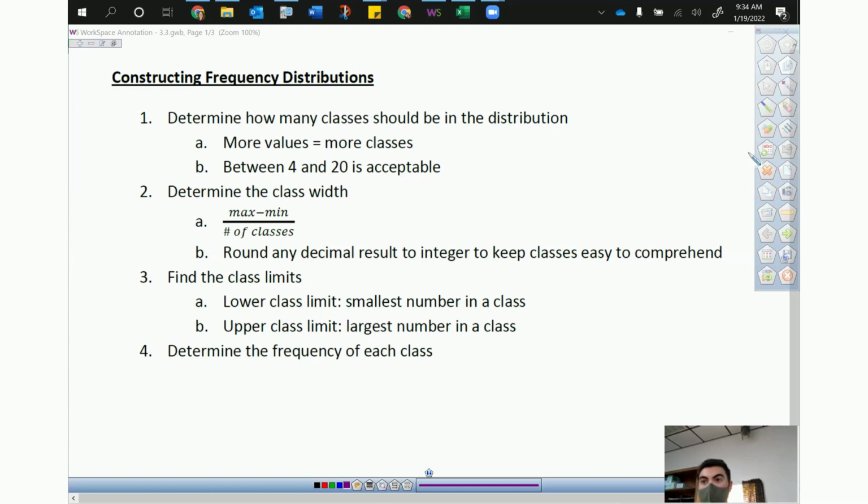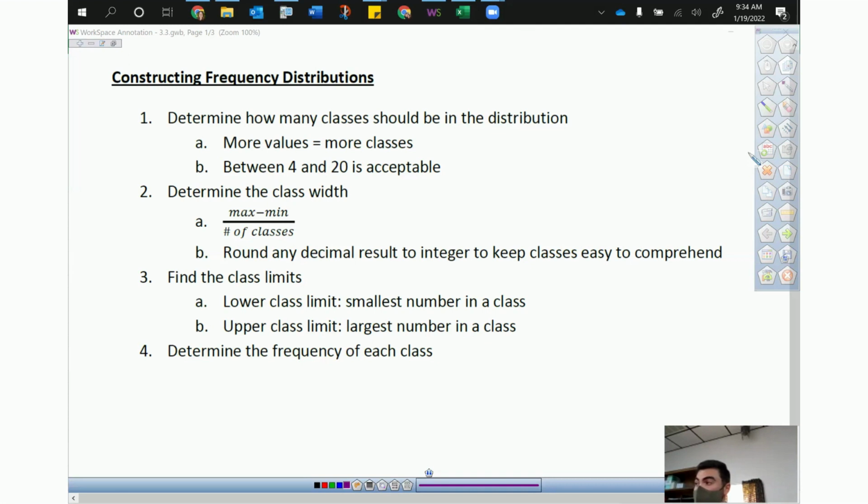After you do that, you're going to find the class limits, which means, okay, I want 10 classes and I want them to have a width or a spread of like 20 units. So that means my first class is going to start here and here. My next class is going to start here and here, yada, yada. And then finally, you're going to determine the frequency of each class.